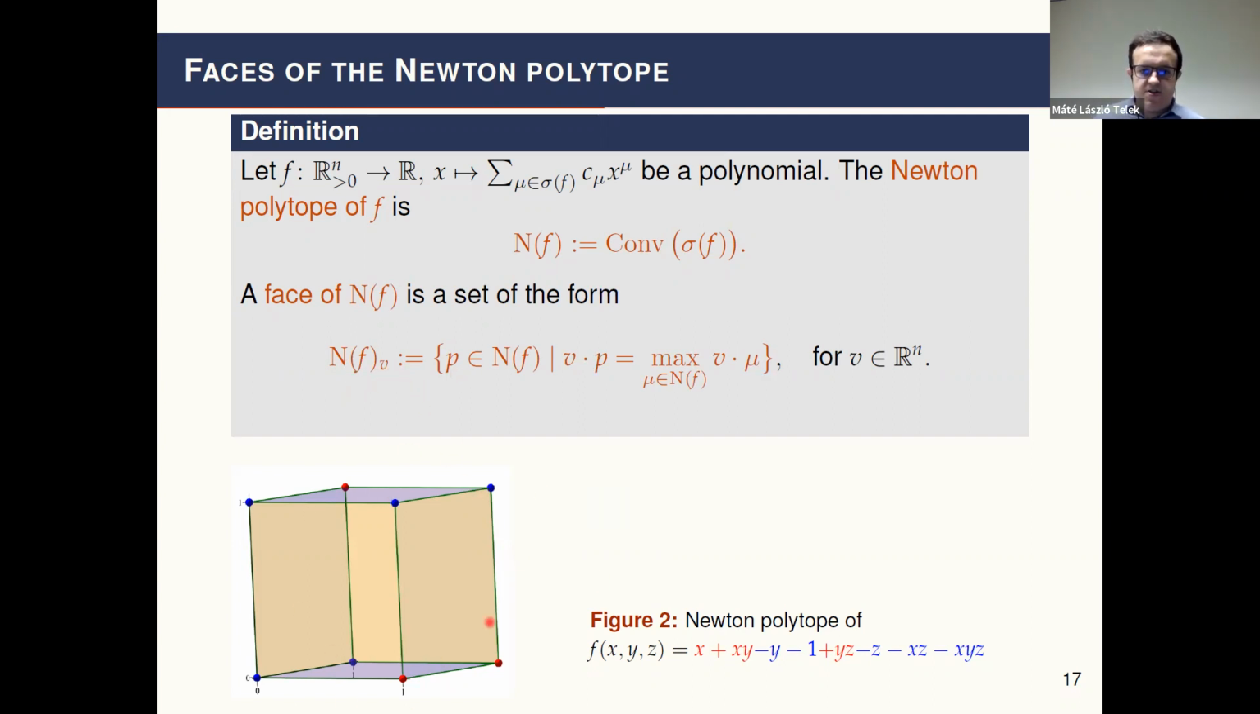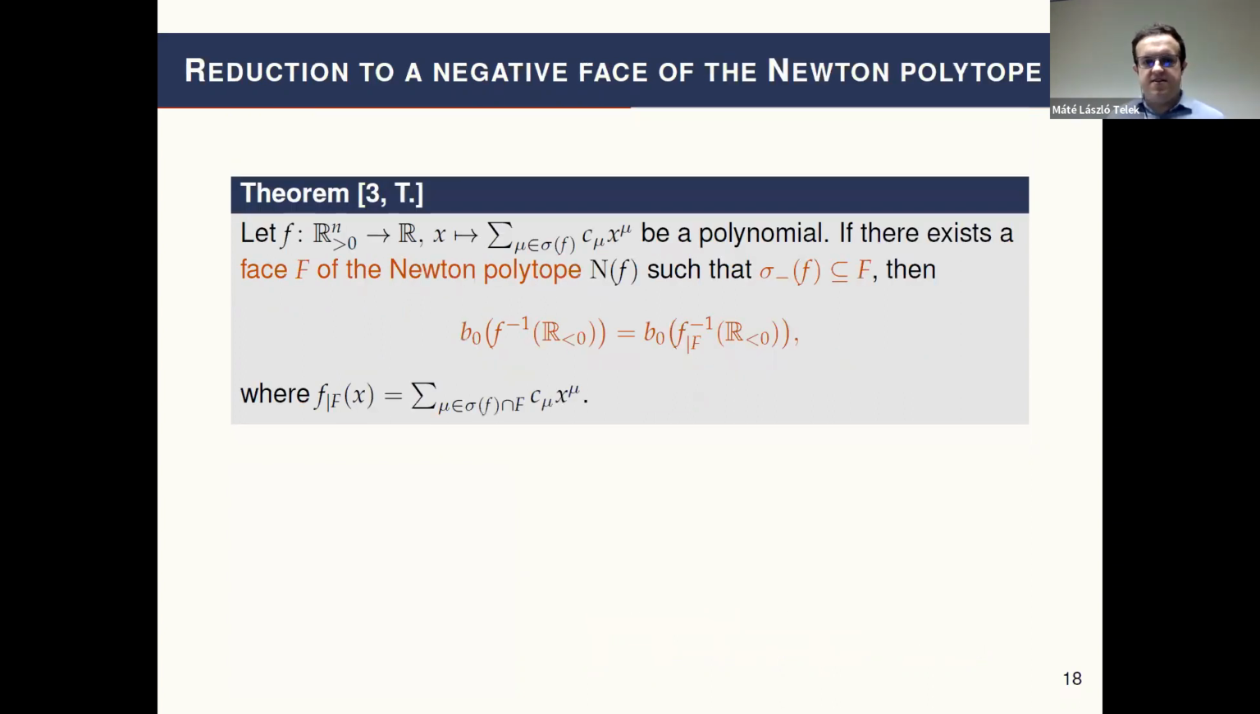So here is just a picture of a three-dimensional Newton polytope corresponding to this polynomial here. And here, this blue square would be one of the faces of the Newton polytope. But we also have zero-dimensional faces, for example, these vertices here. So there are a lot of results on how the polynomial depends on the Newton polytope. And here is a very useful thing, at least useful for us. The statement is that if there exists a face of the Newton polytope such that all the negative exponent vectors are contained in that face, then the number of path-connected components of the preimage of the negative real line under f is the same as the number of path-connected components of the preimage of the negative real line under this restricted function.